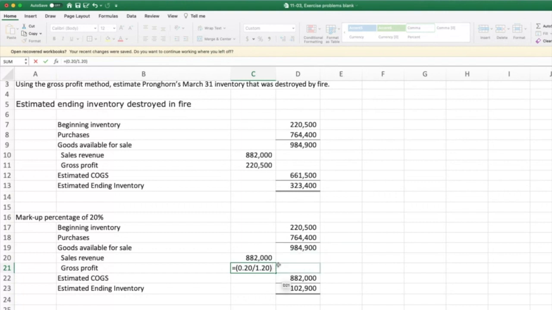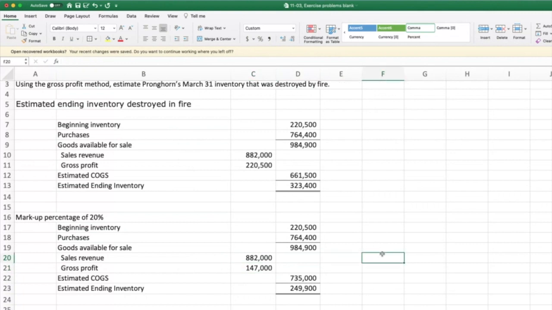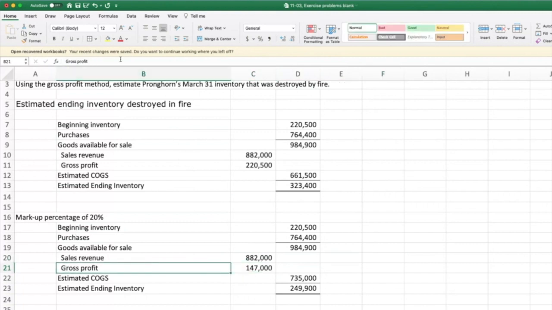So our percentage, if I click that right there and blow this out, is actually 17%. So if we marked something up by 20%, it means that the gross profit is 17% of the sales value. So we just want to take that 17% and multiply it times our sales revenue, which gives us $147,000.